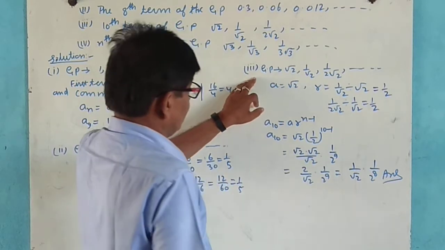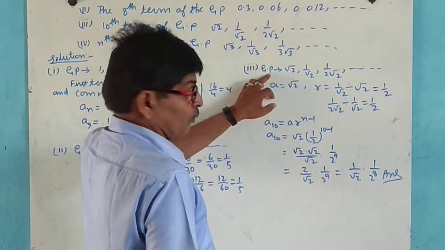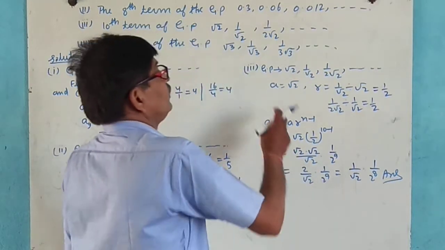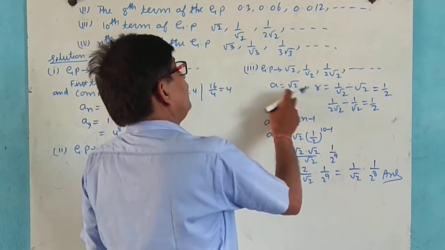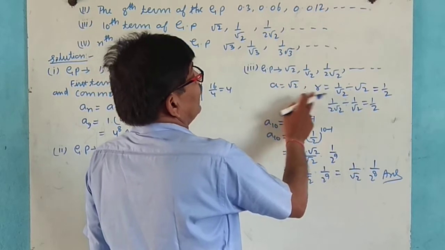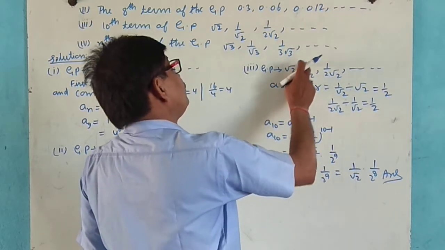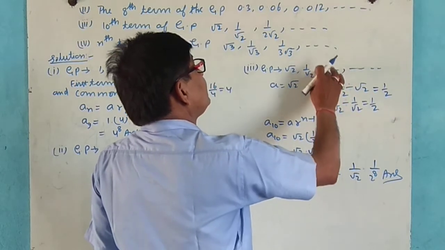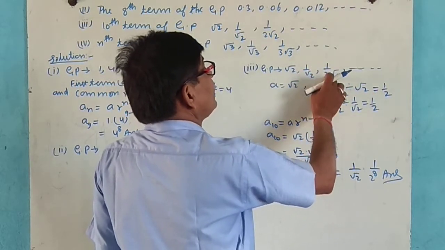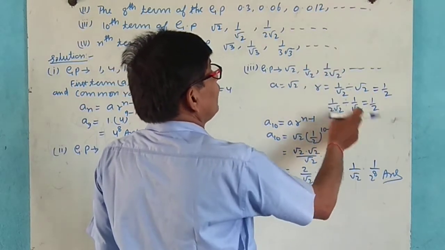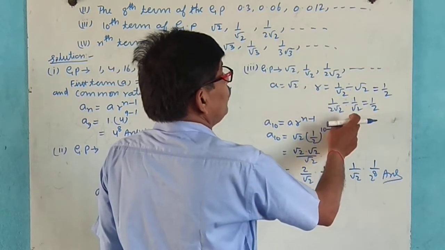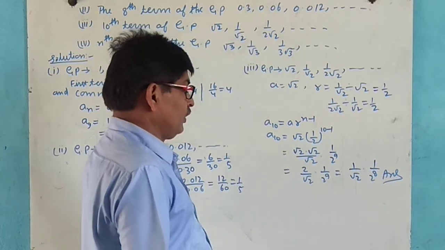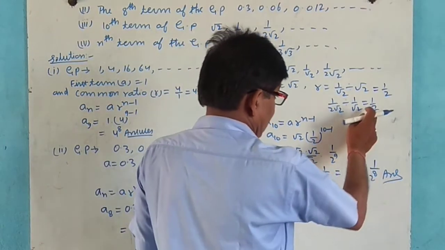Now here is the third problem: geometric progression root 2, 1 by root 2, 1 by 2 root 2. First term a is equal to root 2 and the common ratio is 1 by root 2 divided by root 2. This is half, or divide 1 by 2 root 2 by 1 by root 2. This is also half, so the common ratio is half.